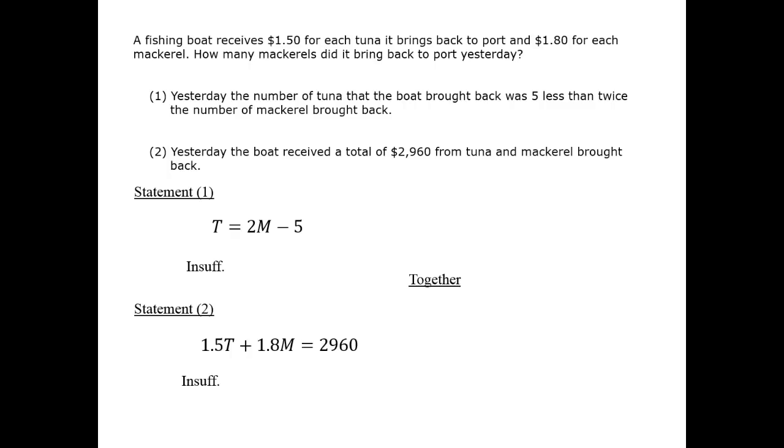Putting the statements together, we have two equations for two variables. We'll be able to solve, in general, when we have two equations for two variables, if those equations are linear, meaning neither of them is squared, for example. We can solve in this fashion, for example, by substitution. We can solve by putting the value of t, 2m minus 5, into the equation in statement 2. Then we'll have an equation just with m's in it. We'll be able to solve for m. Therefore, together, we have sufficient information to solve.